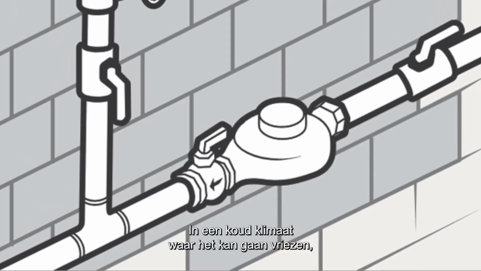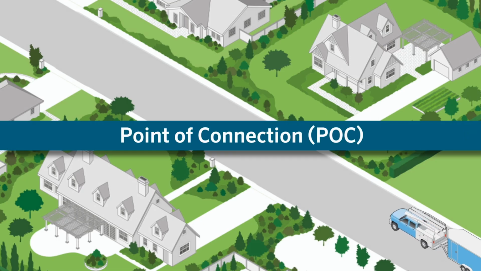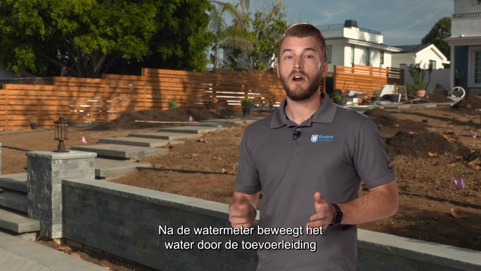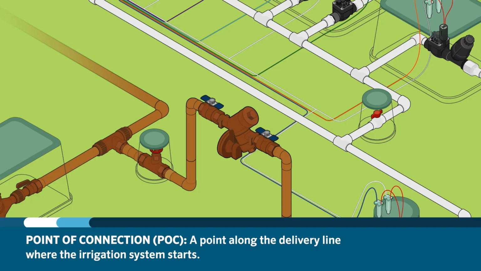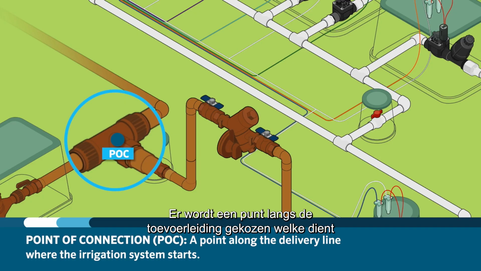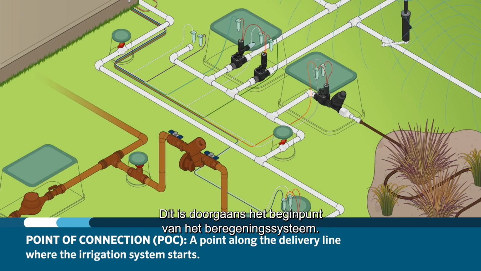For cold climates where freezing temperatures are likely, the water meter may be placed inside the building. After the water meter, the water moves through the delivery line to provide water to the house or building. A point along the delivery line is chosen to be the point of connection, or POC, for the irrigation system. Typically, this is where the irrigation system starts.